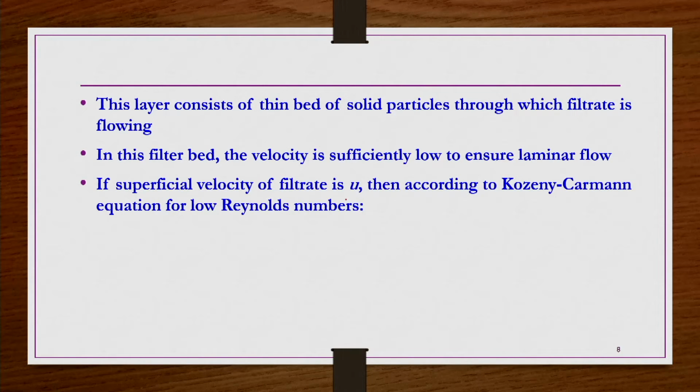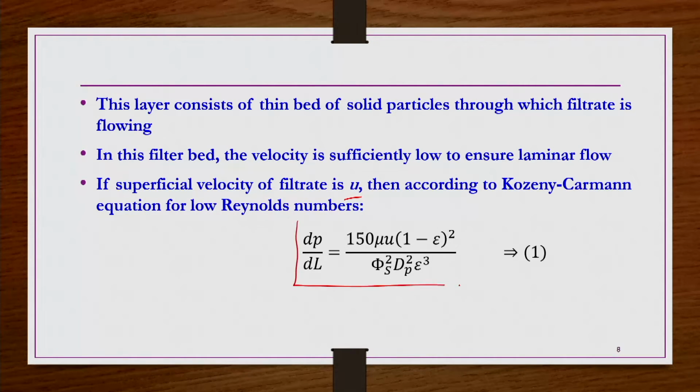If the superficial velocity of filtrate is u, then using the Kozeny-Carman equation for low Reynolds number flows, we have dP by dl equals 150 mu u (1 minus epsilon) whole square by phi s square dP square epsilon cube.